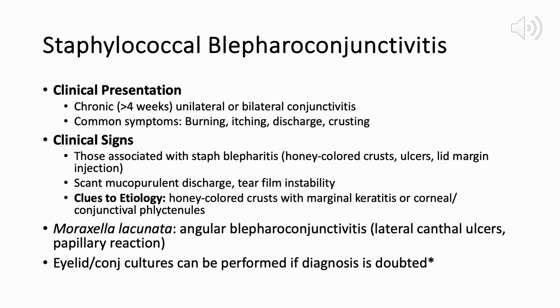Another important organism to be aware of is Moraxella lacunata, which causes angular blepharoconjunctivitis. This form is characterized by ulcers at the lateral canthus and a papillary conjunctival reaction. If the diagnosis is uncertain, cultures from the eyelid margin or conjunctiva can help guide treatment.